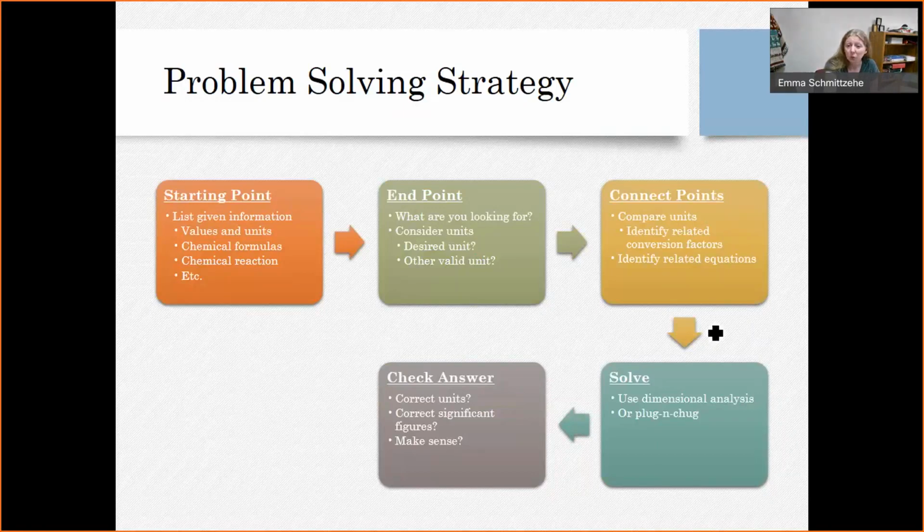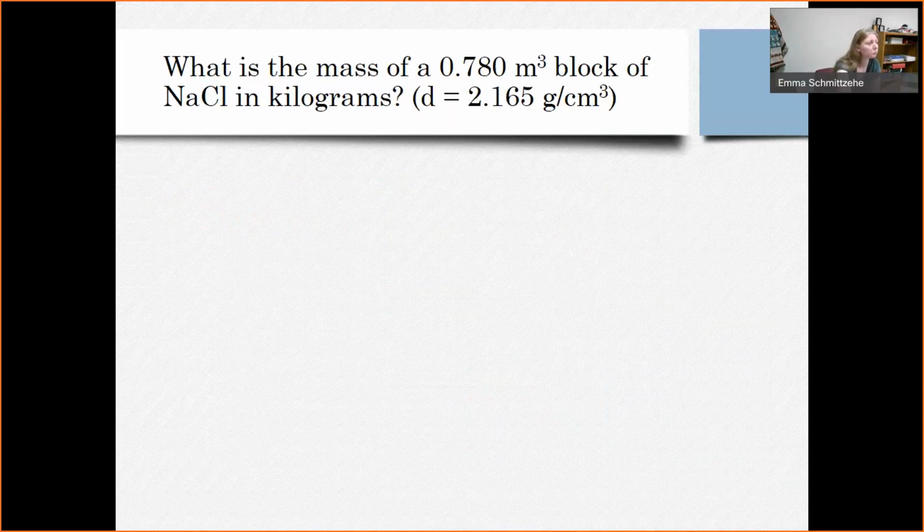So let's do a few examples, going through this type of process. The first one, I say, what is the mass of a 0.780 meter cubed block of NaCl in kilograms? And I give you the density of NaCl in parentheses there.